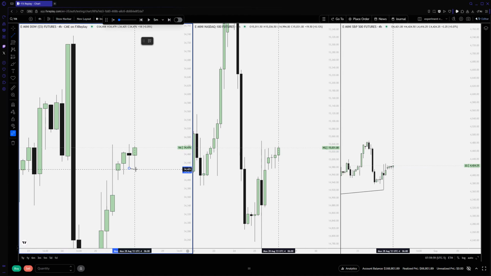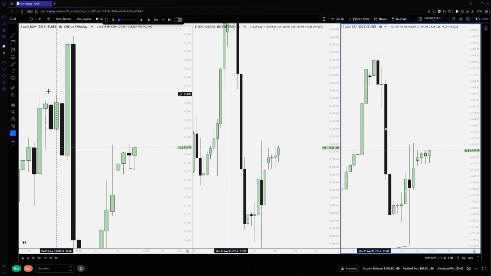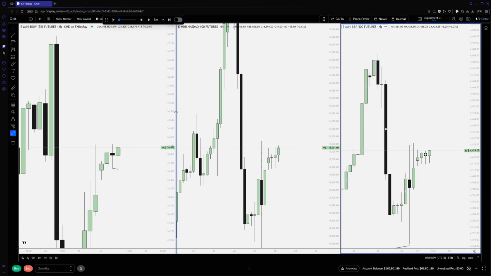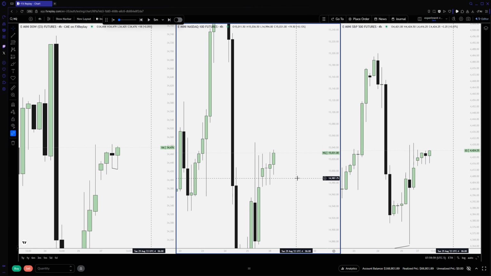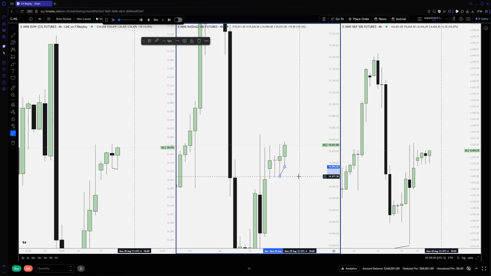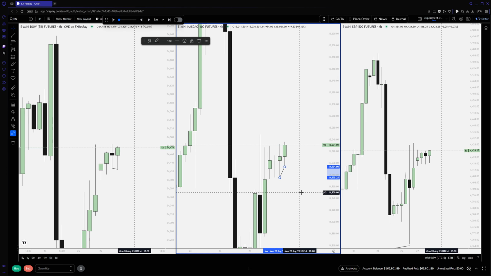What are your confluences? You have SMT right here. Mind you, this is YM, NQ, ES. I wanted to do this backtesting because we haven't done one in a while. But again, not serious backtesting, just working on my weak areas.